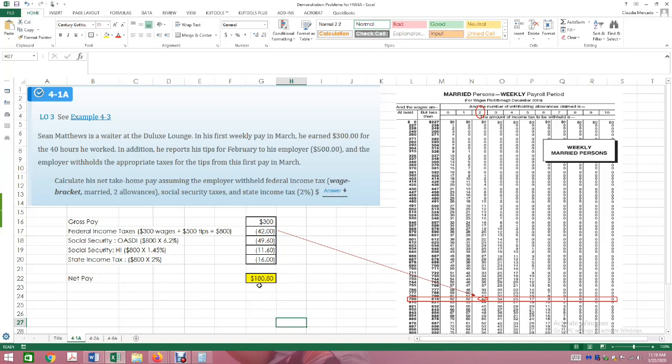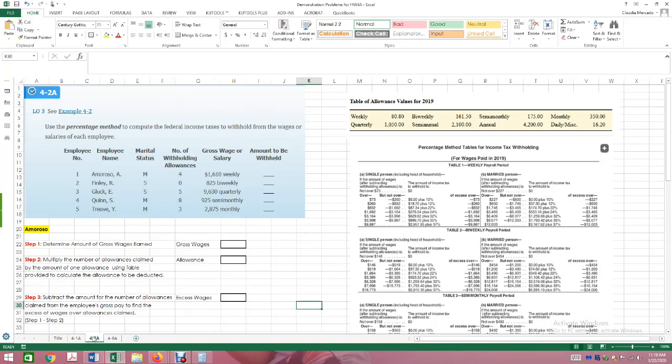Okay? So this is the wage bracket method. When they say wage bracket, very simple. You just look at a table and you identify, based on the criteria provided, what it is that I'm going to be withholding in federal income taxes. Now, there's another method of calculating taxes, which is the percentage method. Now, this one requires more calculations, and it can get a little bit confusing.